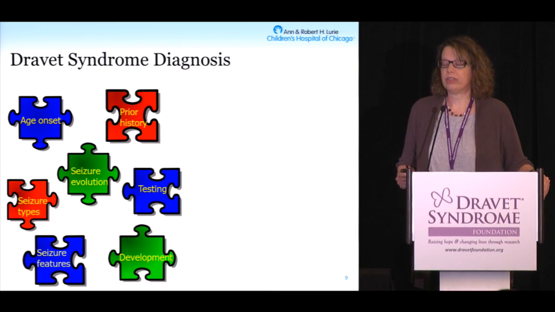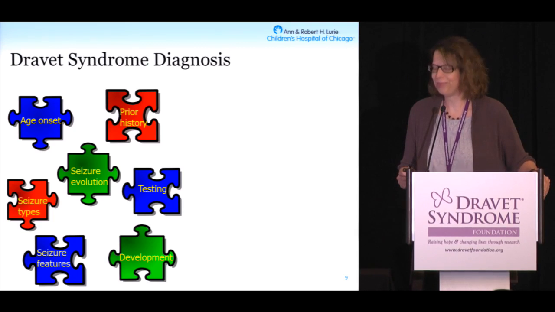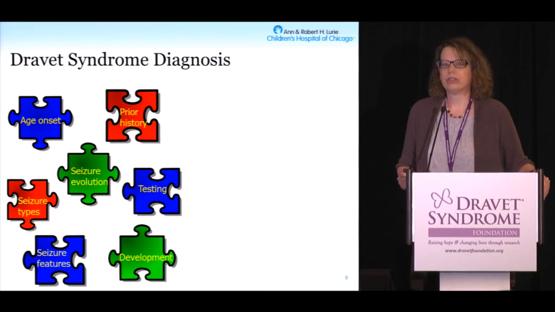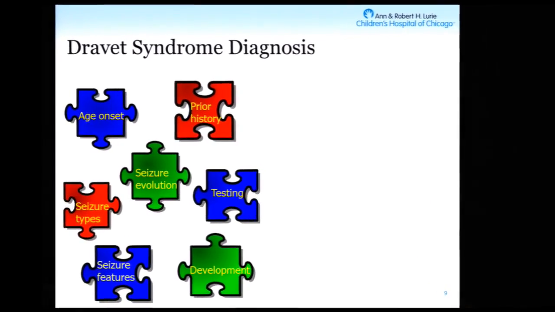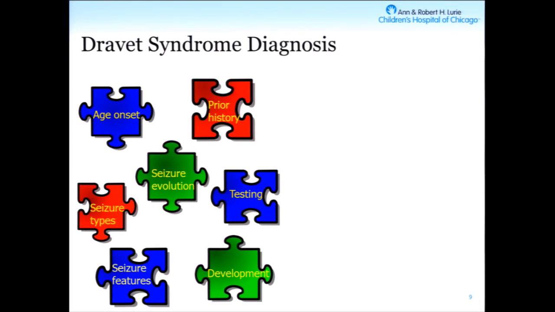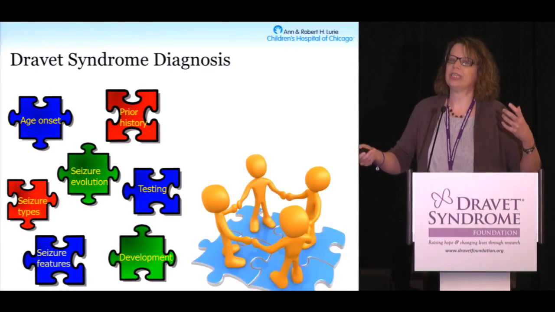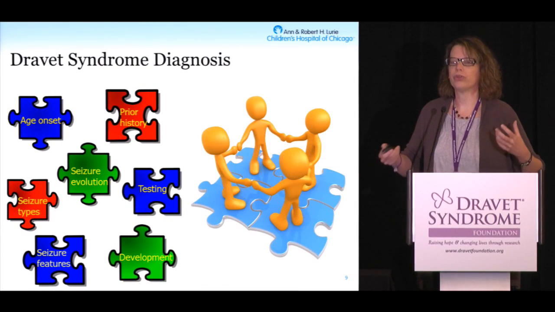So I am stealing this idea completely from Dr. Sheffer, who is in the audience, so I take a bow to you, because a puzzle is a perfect way to look at the diagnosis of Dravet syndrome. Each of those things we had talked about, the age of onset, prior history, seizure evolution, seizure type, seizure features, development, motor, comorbidities, EEG, MRI, SCN1A testing, all of those are pieces of the puzzle.